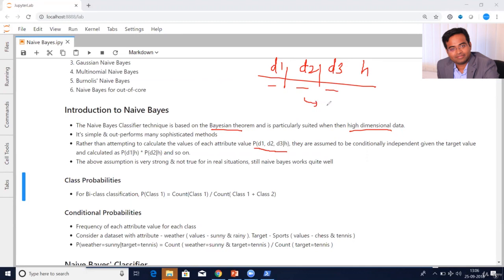You're simplifying it. You're saying that you assume these features are independent of each other. So this is equivalent to probability of D1 given H, times probability of D2 given H, times probability of D3 given H, right? These are the fundamental things around it. Okay, let's understand a few more terminologies that are required to get through this entire thing.